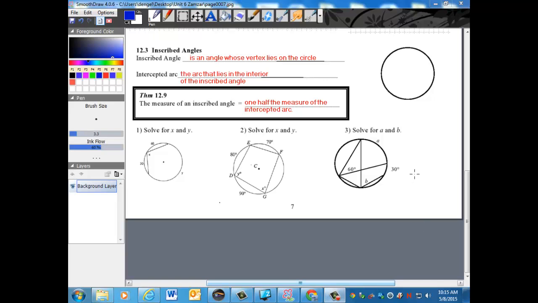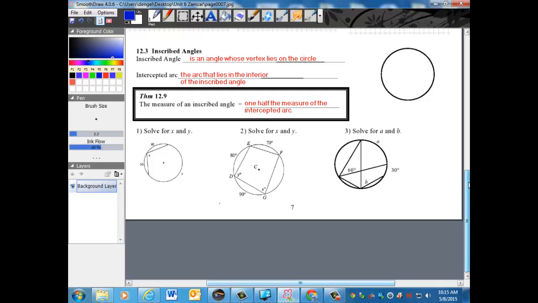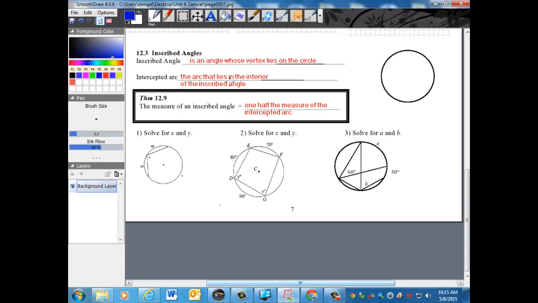Welcome back to Geometry. We're at section 12.3, Inscribed Angles. An inscribed angle is an angle whose vertex lies on the circle. If we recall previous knowledge, if we have a central angle, let's say this was a 90-degree angle, that means the measure of its arc would be 90 degrees as well. So they match. Whatever this central angle is, the measure of the arc is the same.